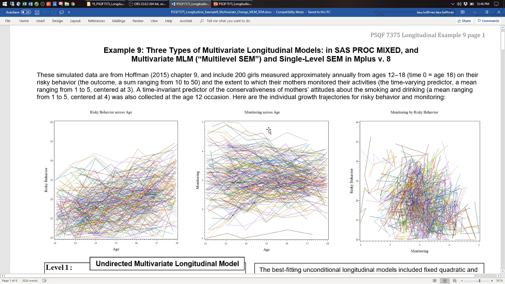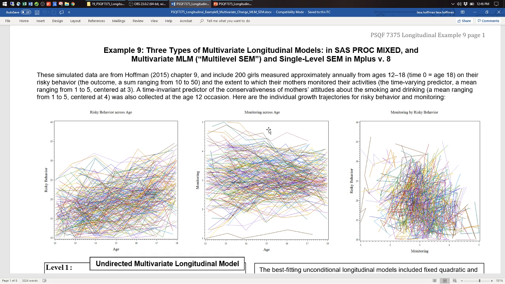Okay, so here's the start of the story. These are fake data that I made up based on real data. These are data that were started in Chapter 7 and finished in Chapter 9. The story is that I have 2 variables measured over time, 7 occasions. Girls that were approximately age 12 at the beginning, measured once a year until they were 18. And I am measuring their degree of risky behavior by age.